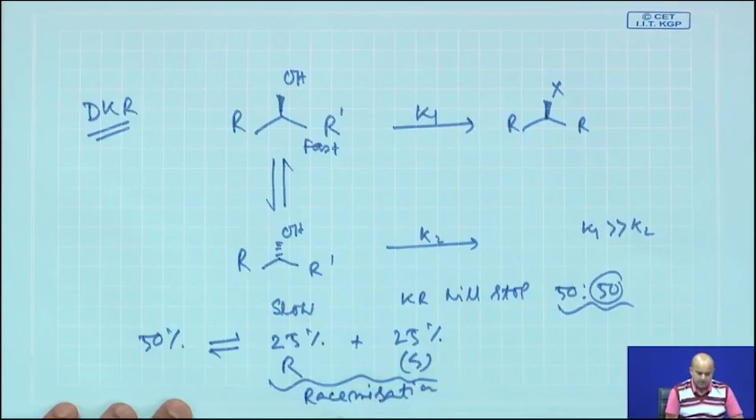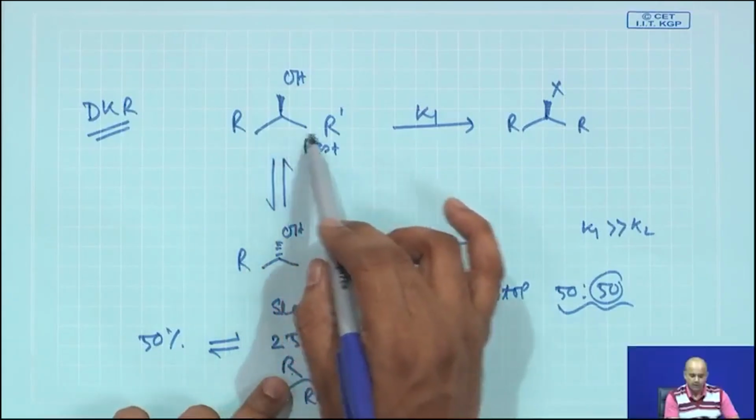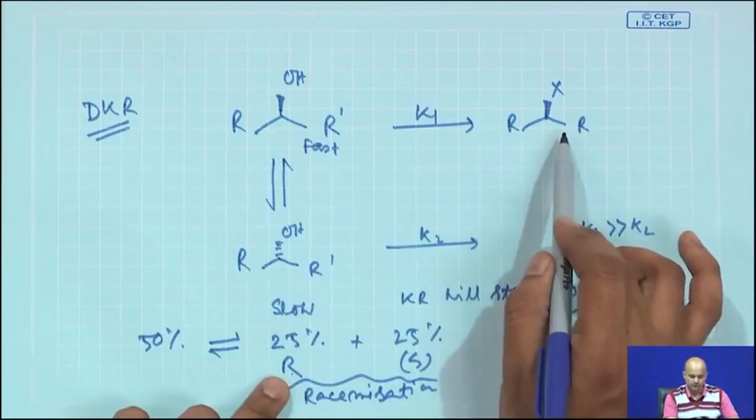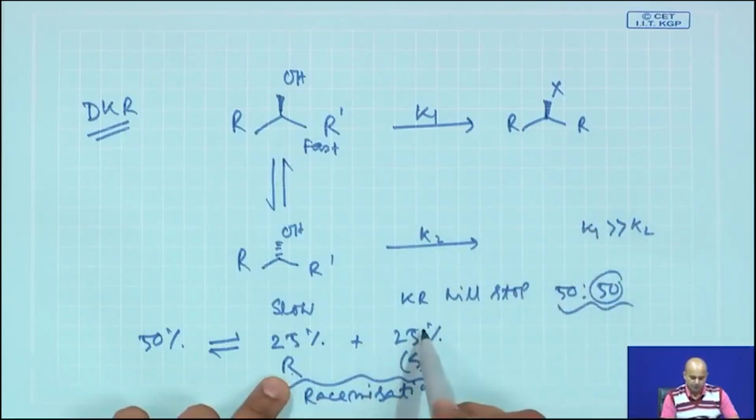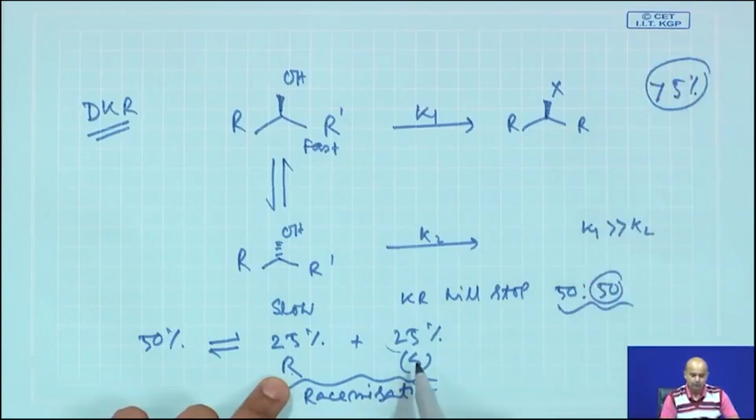If you can couple racemization with kinetic resolution, then the 50% slow reacting enantiomer will again give 25% R and 25% S. Now, this 25% R, which is the fast reacting enantiomer, again undergoes kinetic resolution to give you this product. So, in principle, 50% plus 25%, 75% have been reacted. You have 25% of slow reacting enantiomer.